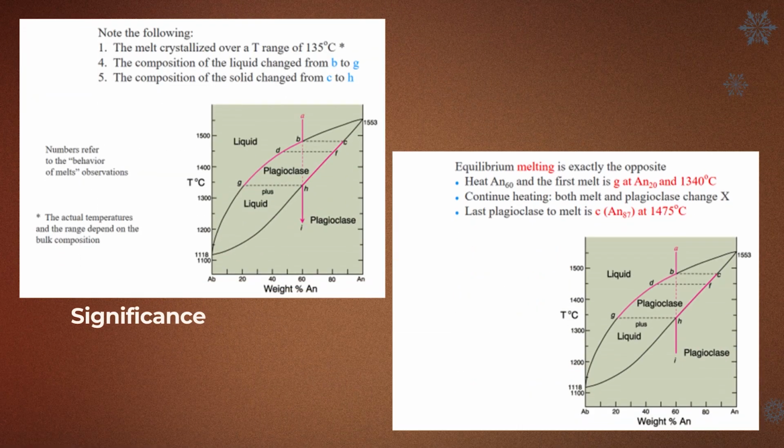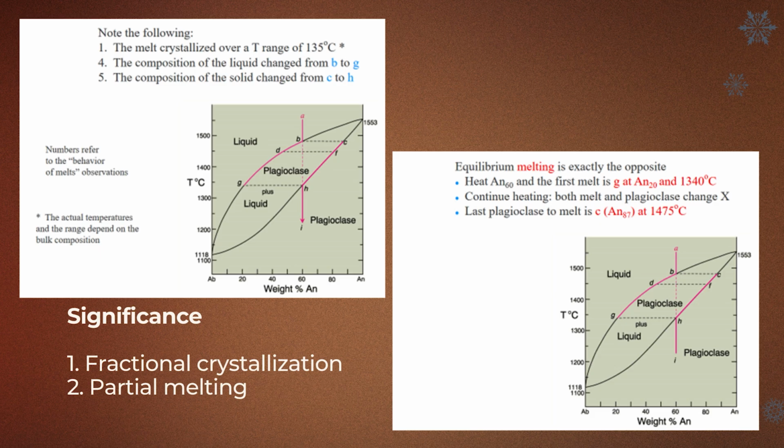Note the following important inferences out of this kind of study. The melt crystallized over a T range of 135 degrees centigrade. The composition of solid changed from B to G. The composition of solid changed from C to H. Equilibrium melting is exactly the opposite.